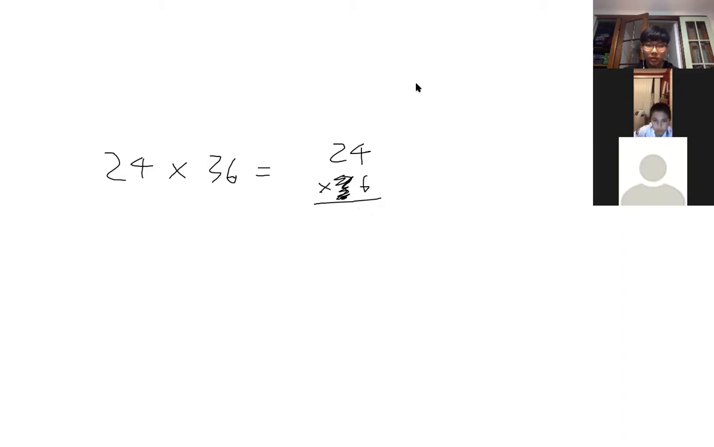Then let me just erase this one. All right, so we did the first part, right? Now this time, I want you to ignore the 6 and just solve 24 times 3. Is it 72? 72, that's right.